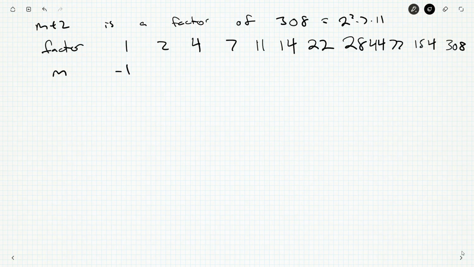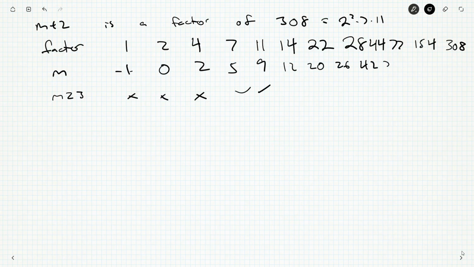So m would be -1 or 0. None of that's good. 2 is fine. Oh no, 2 isn't fine because m has to be greater than or equal to 3. But m could be 5, or 9, or 12, or 20, or 26, or 42, or 75, or 152, or 306. All of those are fine.